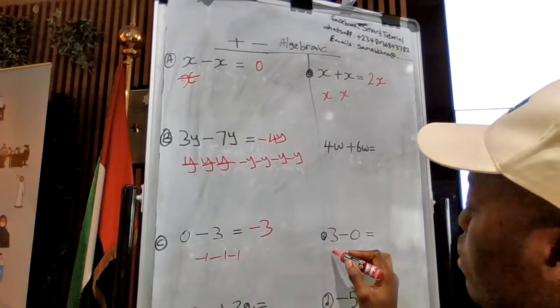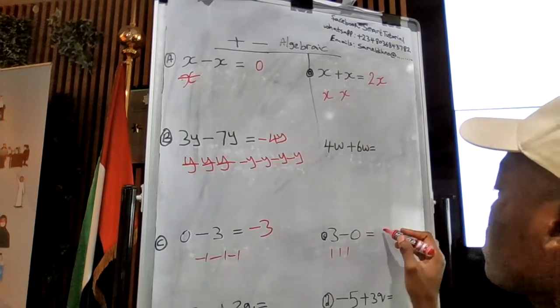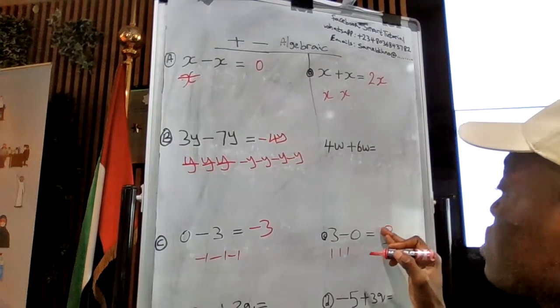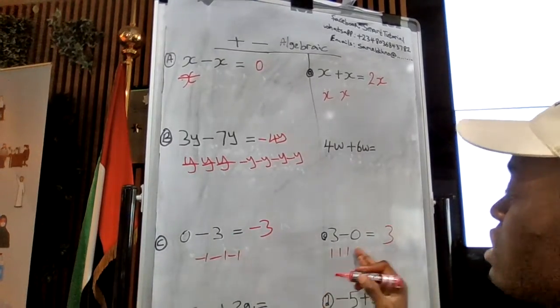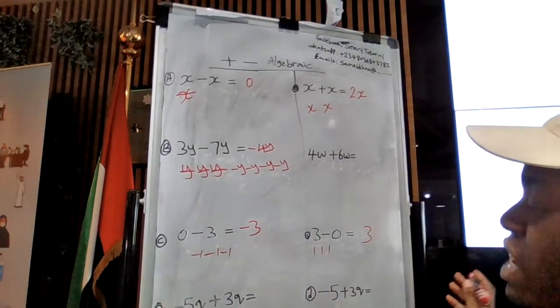This is 3 minus 0. Count 3. 1, 2, 3. Take away nothing. So the answer is what? 3, which is still the same thing as plus 3, invisible. So this and this, they are two different things. Try to take note of what I'm trying to point out there. Now let's look at this.